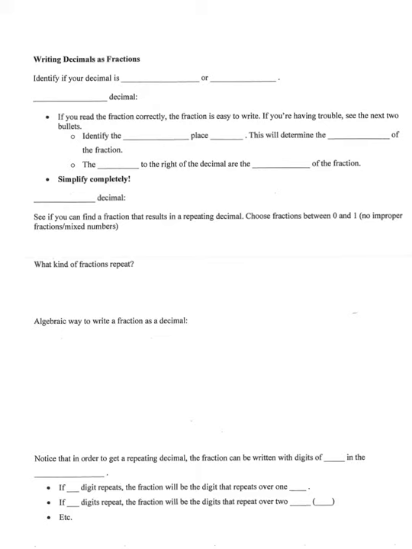Continuing on in our notes, let's talk about how we do the opposite of writing those fractions as decimals. Here we're going to look at writing decimal numbers as fractions. So if your decimal is a terminating decimal or repeating, we're going to look at how we identify whether it is either.